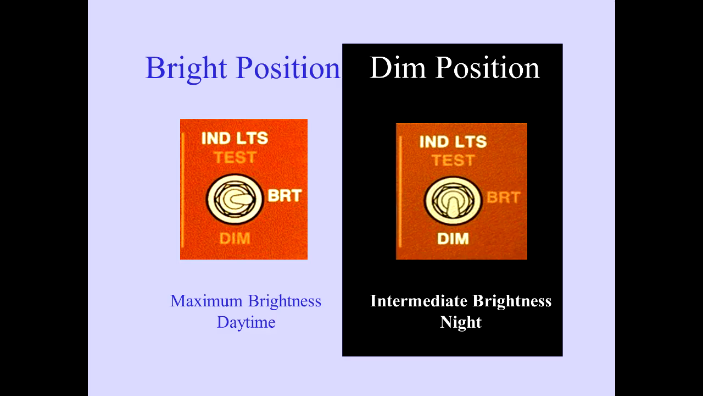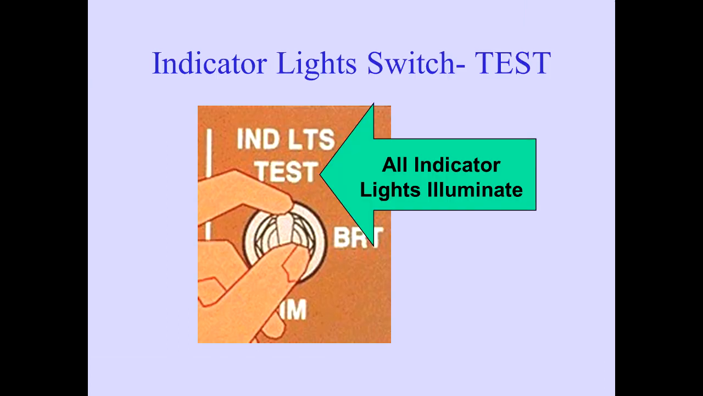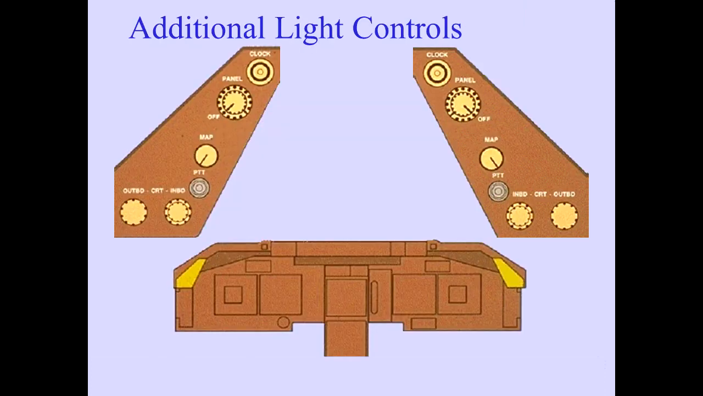The bright position selects maximum brightness for daytime operation, and dim selects intermediate brightness for night. The indicator light switch includes a test feature. When held in the test position, all the indicator lights illuminate. Additional light controls are located on the glare shield.